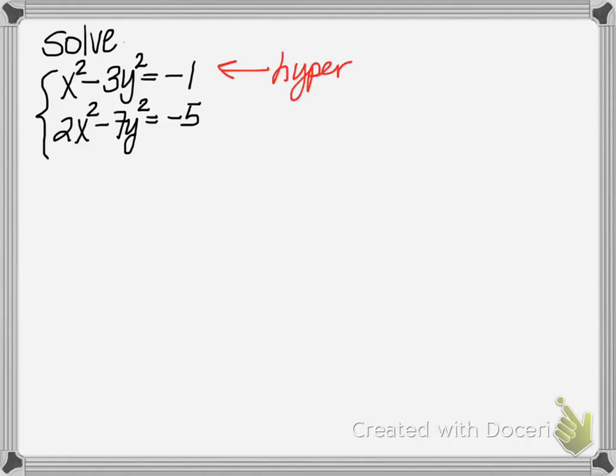Now we look at the second curve. Both x and y are squared again, and again looking at the coefficients of a positive 2 and a negative 7, we have one positive, one negative, therefore we have another hyperbola. So essentially we're looking at the intersection of two hyperbolas.